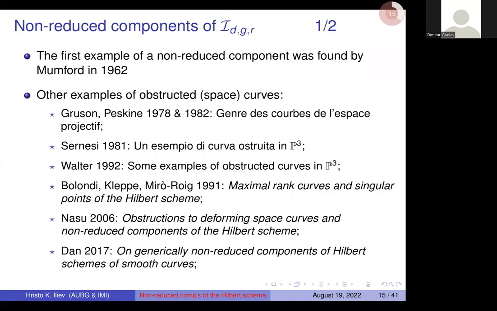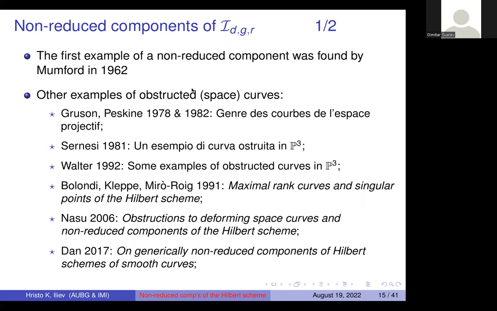And now let me say a little something about the non-reduced components of I_{D,G,R}. So to this point, we discussed the result in theorem A, which talks about generically smooth components, which means that it is not non-reduced. It is generically reduced, you may say. The first such non-reduced component of I_{D,G,R} has been given by Mumford in 1968 in his famous paper on pathologies.